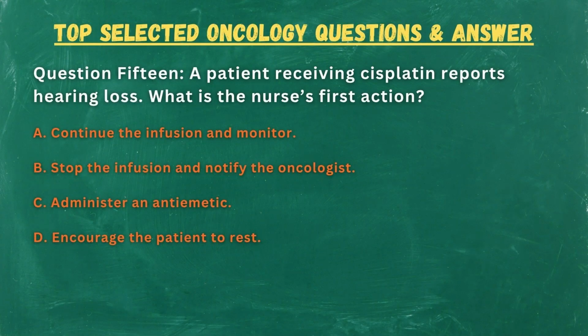Question 15. A patient receiving cisplatin reports hearing loss. What is the nurse's first action? A. Continue the infusion and monitor. B. Stop the infusion and notify the oncologist. C. Administer an antiemetic. D. Encourage the patient to rest.